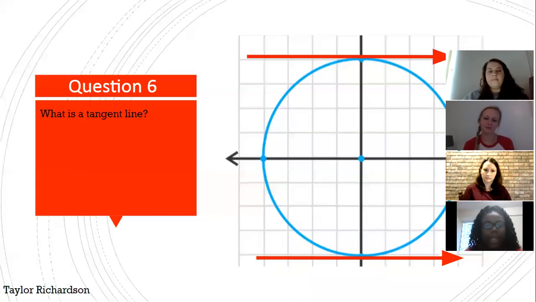What is a tangent line? A tangent line is a line that touches the outside of the circle on the graph. We can see here the two red lines on the top and on the bottom are both tangent lines represented on this graph. In the question we're given the point (0, -9), so we know that that is the outermost point of the circle, and that is where the tangent line would go.